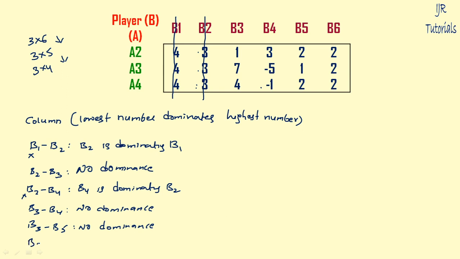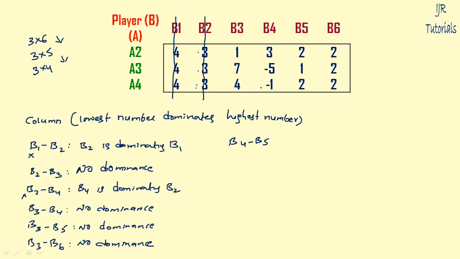Next comparison, B3 and B6. So B3 1, B6 2. 1 is dominating 2. So B3 is dominating B6. Second case 7 and 2. 2 is dominating 7. That is B6 is dominating B3. In one case B3 is dominating B6. In the second case B6 is dominating B3. So we can say that no dominance.